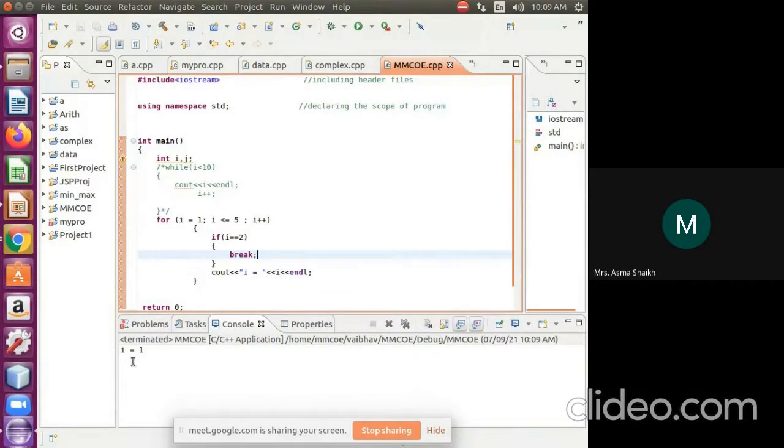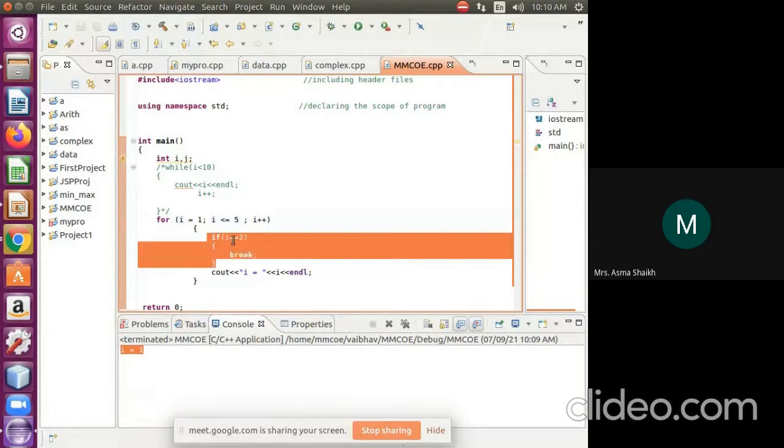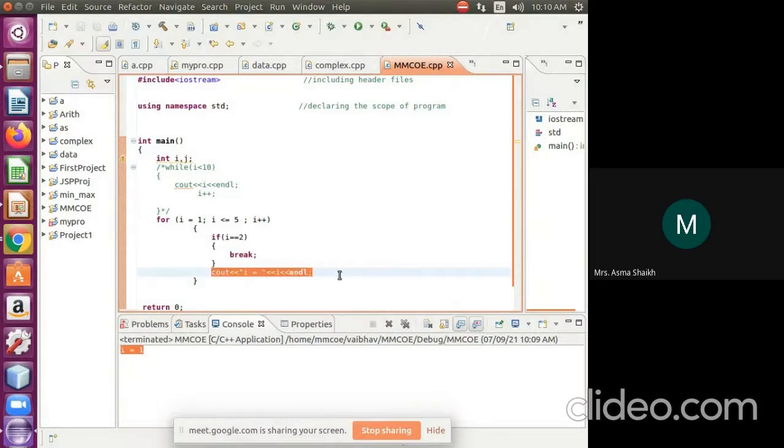So if you see this, our loop is executed when i is equal to 1. It goes inside, it checks the condition, i means 1, 1 equal to 2, no. Then it goes to this location and prints the value. Again i gets incremented because we know in a for loop i gets incremented because of i plus plus here. So i is now 2. When it goes to this location, 2 equal to 2, yes, it matches the condition, it goes out from the loop. So now it stops here.